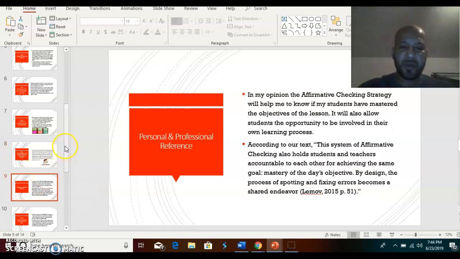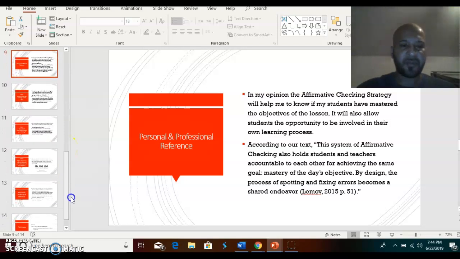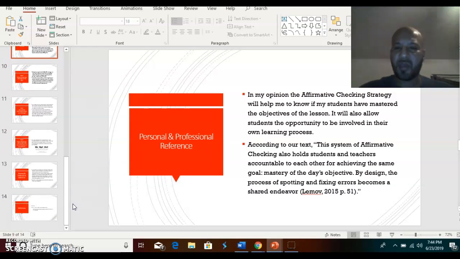Personal and professional reflection: in my opinion, the affirmative checking strategy will help me to know if my students have mastered the objectives of the lesson. It will also allow students the opportunity to be involved in their own learning process.